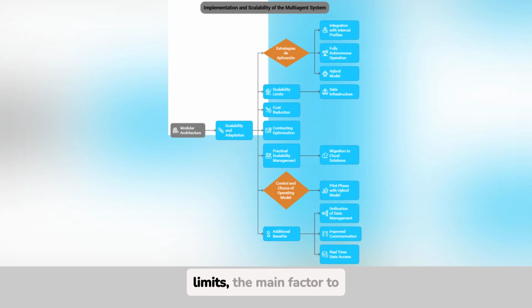In terms of limits, the main factor to consider is the data infrastructure and how we scale the storage and processing of information to ensure performance as we increase the number of agents.